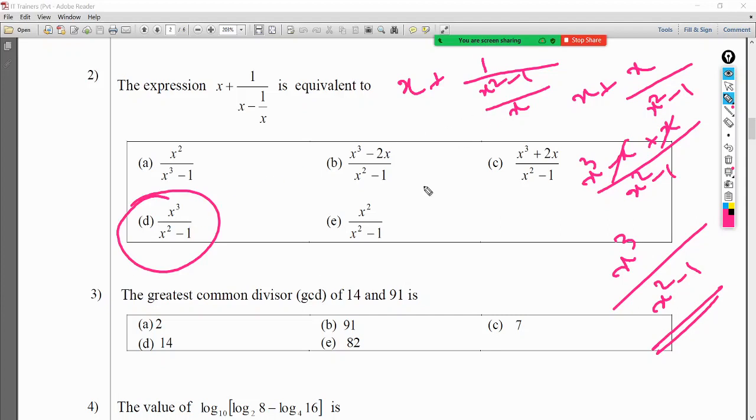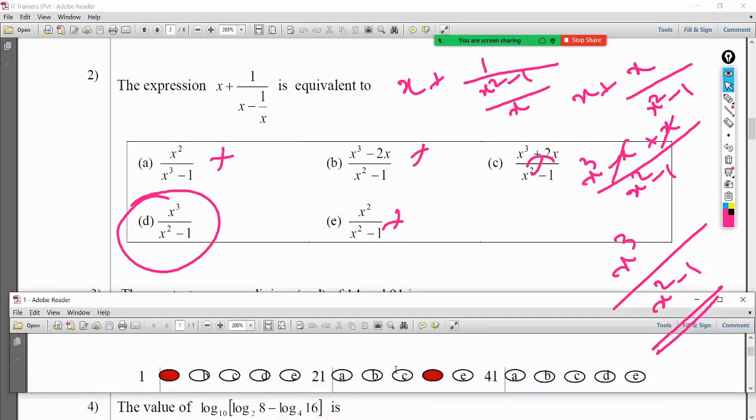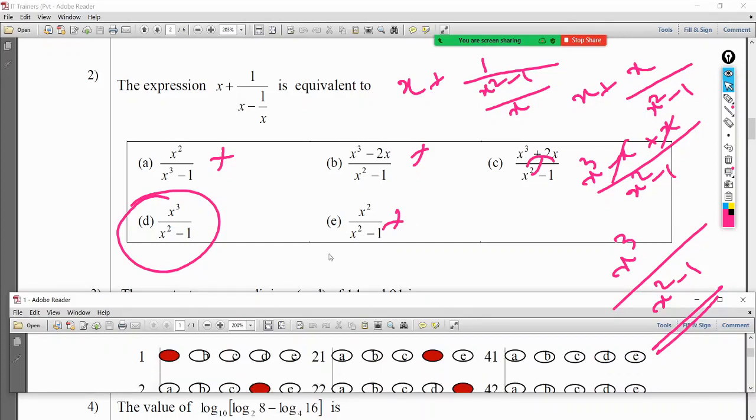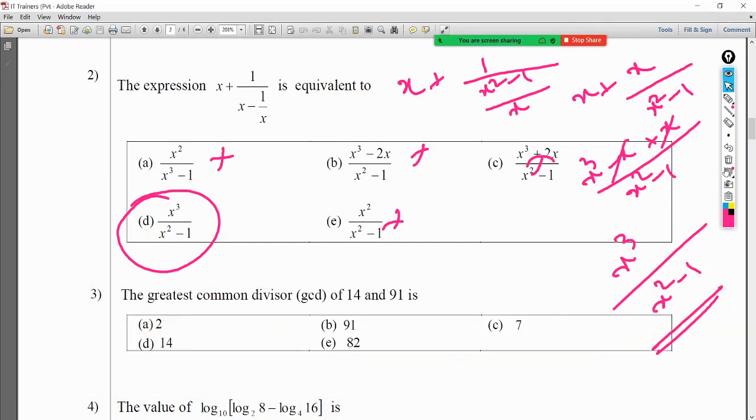Right. So now you have to double check whether others are also answers. Multiple answers are possible. When x cube divided by x squared minus 1 is the answer, this can't be, right? This can't be. This is the same answer, minus 2x. This can't be. No, this can't be, right? So the answer must be D. Let's double check the answer. D, correct. Okay. Third one.